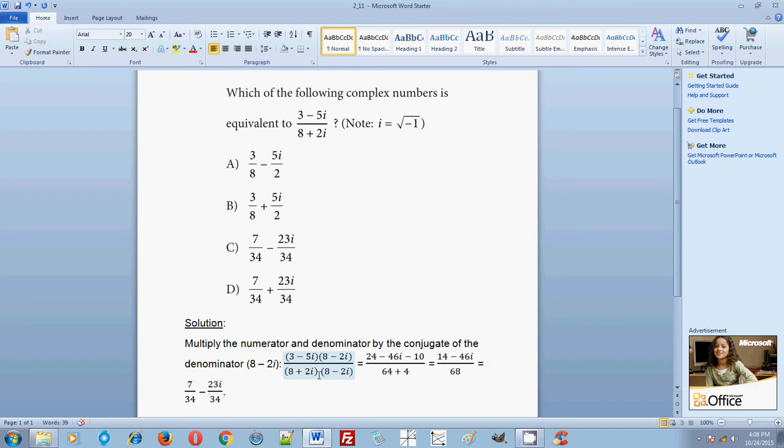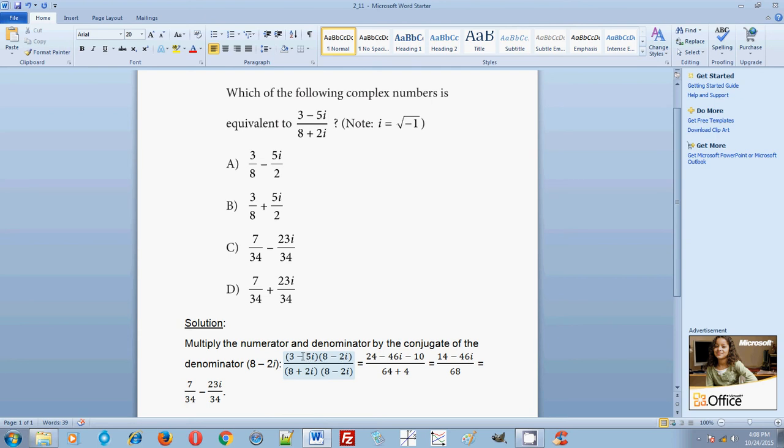Let's see why. The top becomes 3 times 8, using the FOIL method. 3 times 8 is 24, and then minus 6i, using the FOIL method and distribution, and minus 40i, because 8 times 5 is 40. So minus 40 minus 6 is minus 46, so the net value is minus 46i for the second and third steps in the FOIL method, the O and I steps. And then the L step, the last step of the FOIL method, is negative 5i times negative 2i.